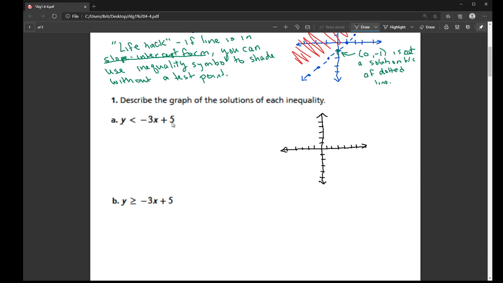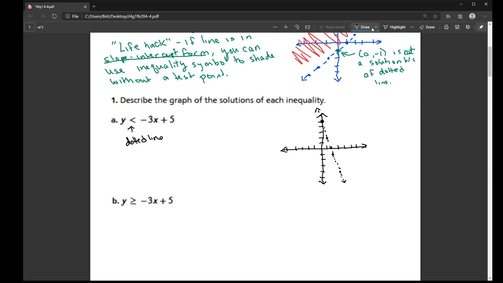So here we are. So I have a y-intercept of 5. 1, 2, 3, 4, 5. And a slope of -3. So that means I fall by 3 and run by 1. Fall by 3, run by 1. Alright. Now this is telling me to use a dotted line, because it doesn't have an equal to portion on it. So there we go, there's our dotted line.